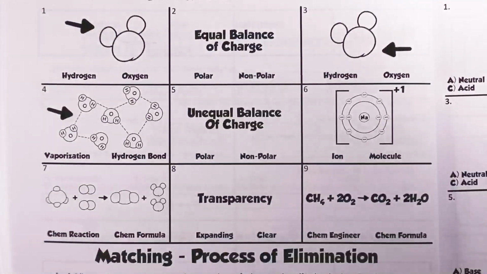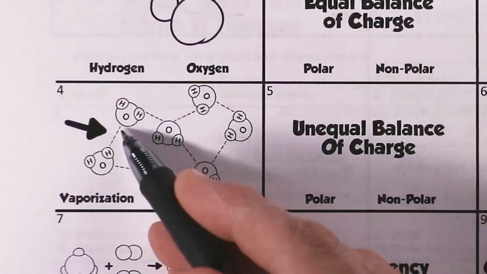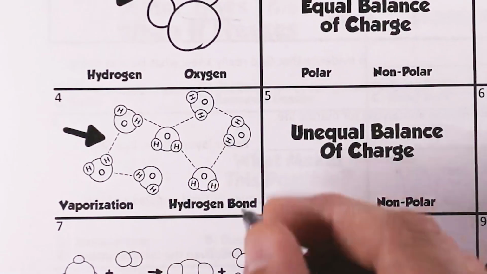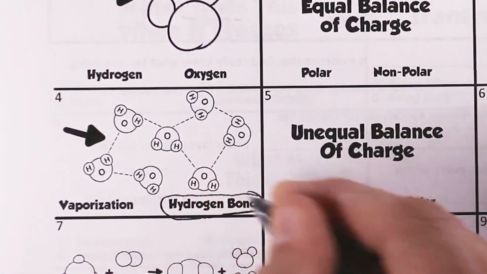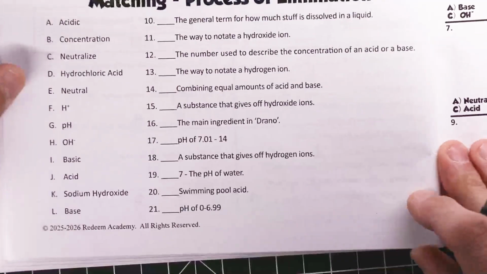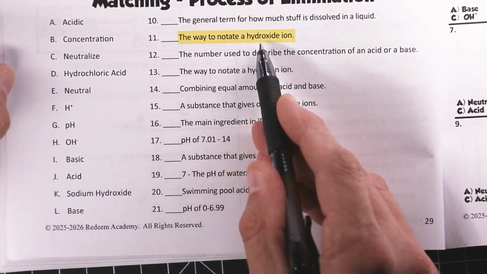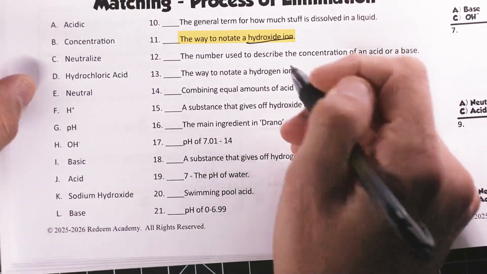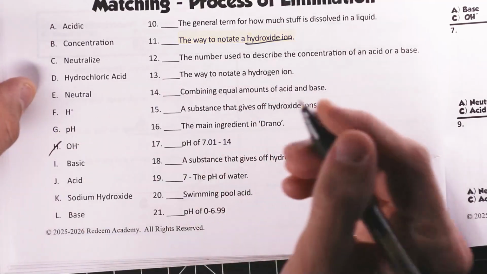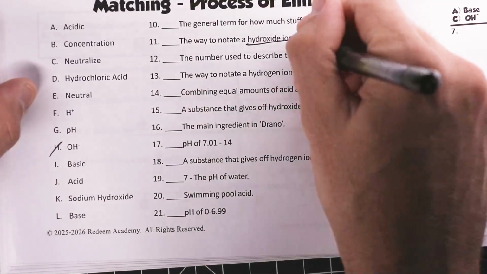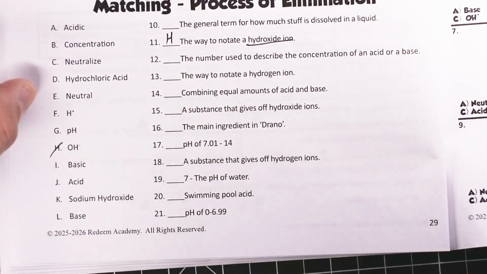All right, 8.1, a little review action. What are those dotted lines? Those are hydrogen bonds. All right, down to matching. The way to notate a hydroxide ion, that's the one in a base, is OH minus. And that's letter H.